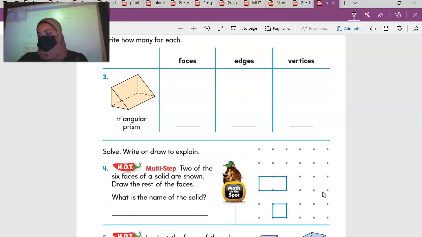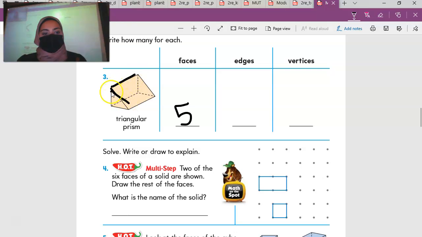Okay, let's talk about this one. Triangular prism. This is a triangular prism. How many faces does it have? 1, 2, 3, 4, 5. So one on the back, 2 in the front, 3 on the bottom, 4 on the side, and 5 on the other side. It has 5 faces.